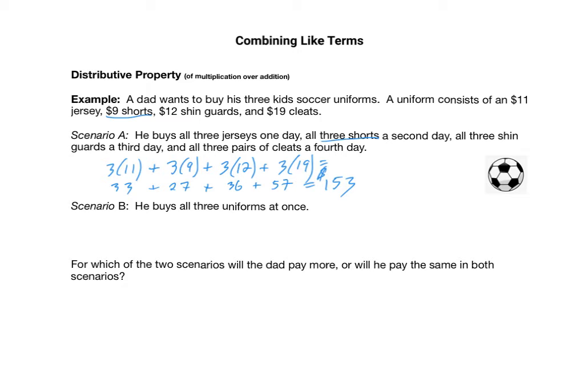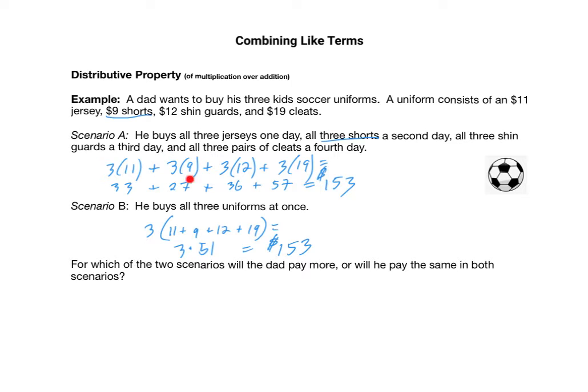Let's look at scenario B. In scenario B, he'd buy all 3 uniforms at once. Well, the price of one uniform is $11 plus $9 for the shorts, plus $12 for the shin guards, plus $19 for the cleats. And he's got to get 3 of those. So if we do this computation, each uniform costs the sum of these 4 numbers added together. And we get 51. And then of course he needs to buy 3 of those uniforms. 3 times 51 gives us a total of $153. So the answer is, it doesn't matter whether he buys it this way or this way. It's going to be the same amount of money, $153.